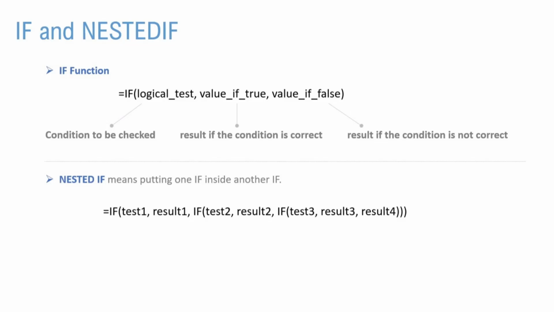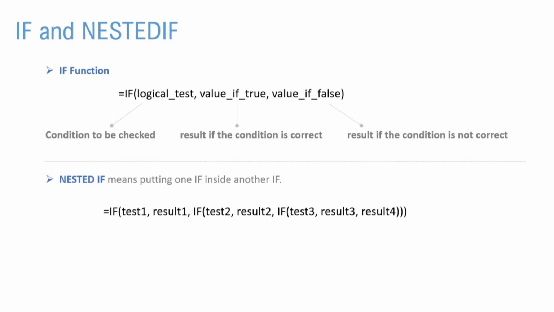In this video, we will learn two very useful Excel functions, IF and nested IF. These functions help us make decisions inside Excel. Instead of manually checking every row, Excel can test a condition and return one result if the condition is true and another result if the condition is false. Let us start with the IF function.